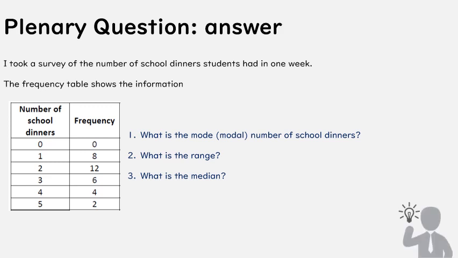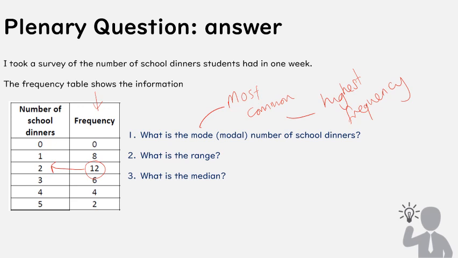Well done for completing that. Let's go through the answer. Mode, remember, is most common. We look at the highest frequency, the highest number of times it came up, because remember, frequency means how many, so we want that to be the highest. So we're looking at this column for the mode. 12 is the highest frequency, but we don't want the frequency, remember, we want to see what group that is.